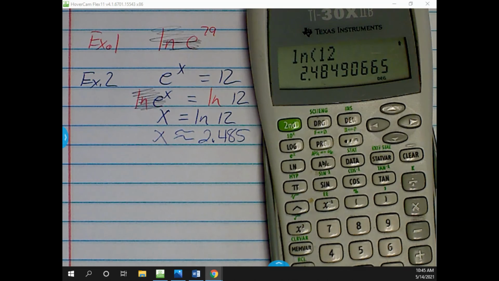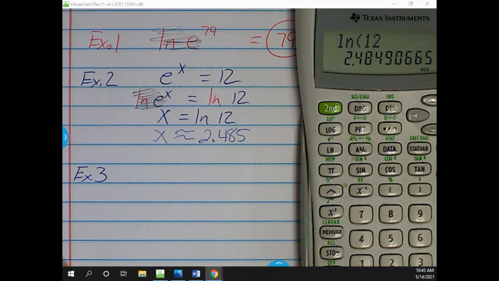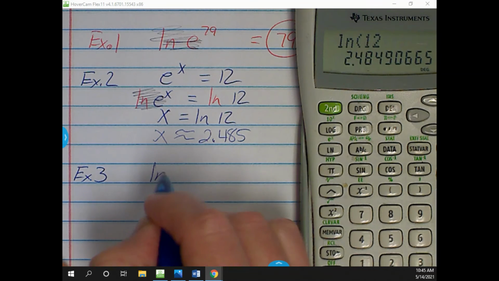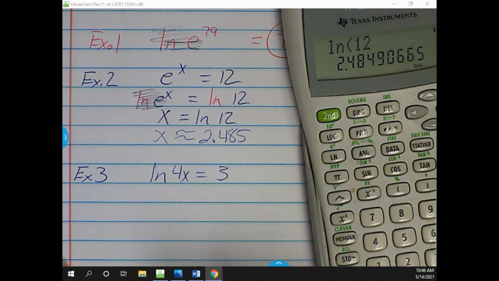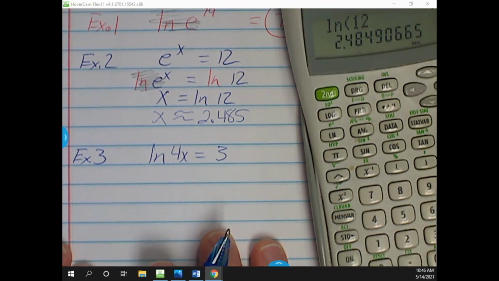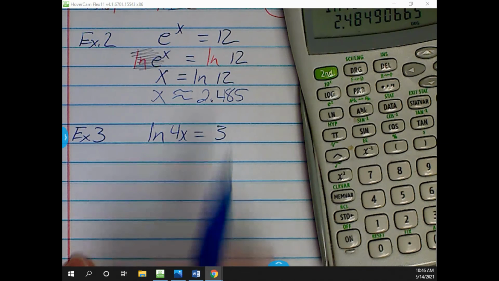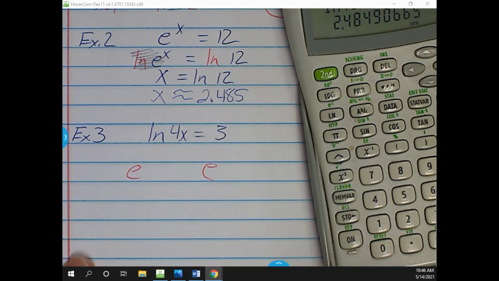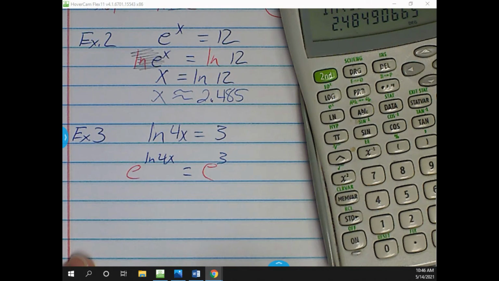All right. On the flip side of that one, so that one you were given E, if they give you LN, well, we're going to do the exact opposite. So if we've got the LN of 4x equals 3, this time we're going to have to rewrite, and then back up here at the top, it said we're going to rewrite both sides with base E. So we're going to put E as our base on both sides, and then you're just going to drop these two numbers down inside the exponent. So we're going to have E to the ln of 4x equals E to the third.